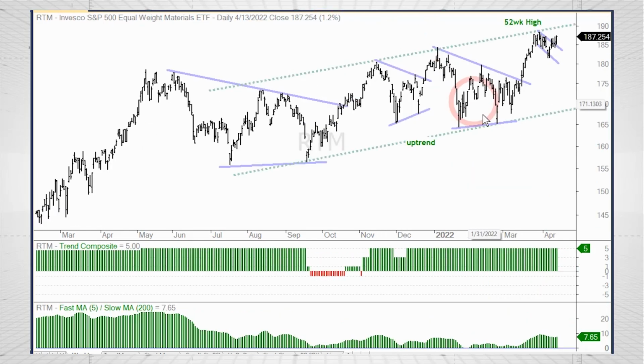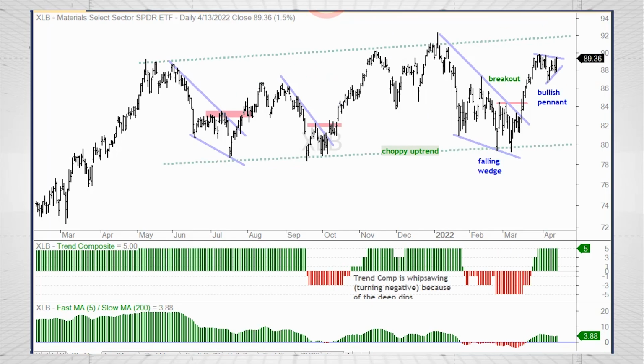That's the Equal Weight Materials ETF. And you can see that it's continuing to trend higher. It hit a 52-week high there in late March, pulled back with a little flag and broke out. The trend composite has been bullish since early November here. The 50-day has been above the 200-day for over a year. So this is clearly a better candidate than SPY when it comes to chart strength and trend.